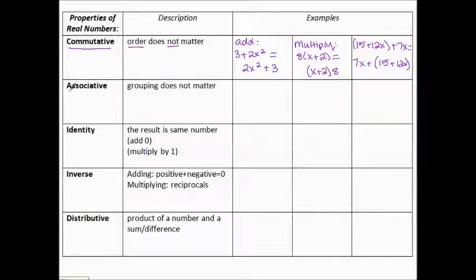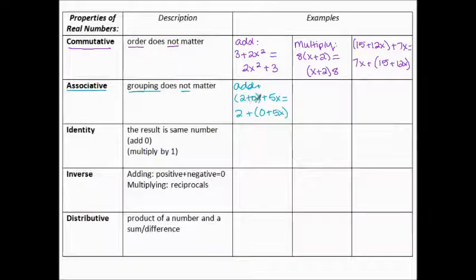The second one we'll take a look at is the associative property. For this one, we want to remember the word grouping. Our grouping does not matter for the associative property. So again, let's take a look at an addition example. If we have 2 plus 0 in parentheses plus 5x, I can rewrite this to say 2 plus 0 plus 5x in parentheses.